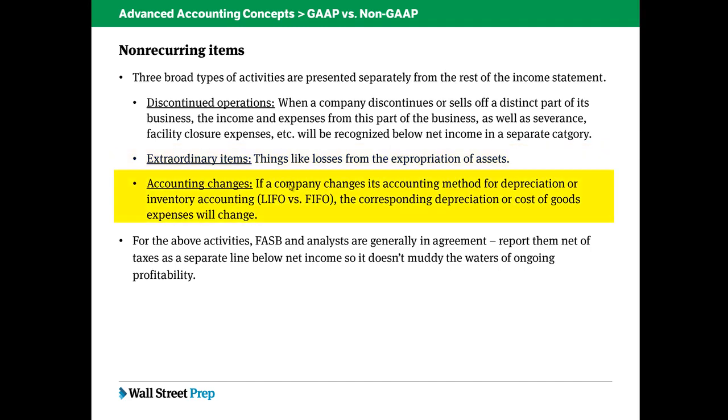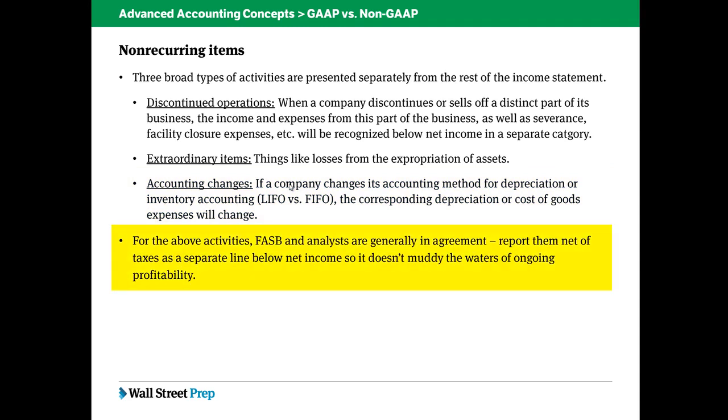So for example, if a company changes its accounting method for depreciation or inventory accounting, let's say they switch from LIFO to FIFO, the corresponding expenses on the income statement would change. Under GAAP, any impact on expenses associated with changes in accounting and accounting rules or assumptions has to be identified separately below the income statement, making it easy to compare this year's income statement to the prior year income statement without the noise of those changes, which do impact the year-over-year comparisons.